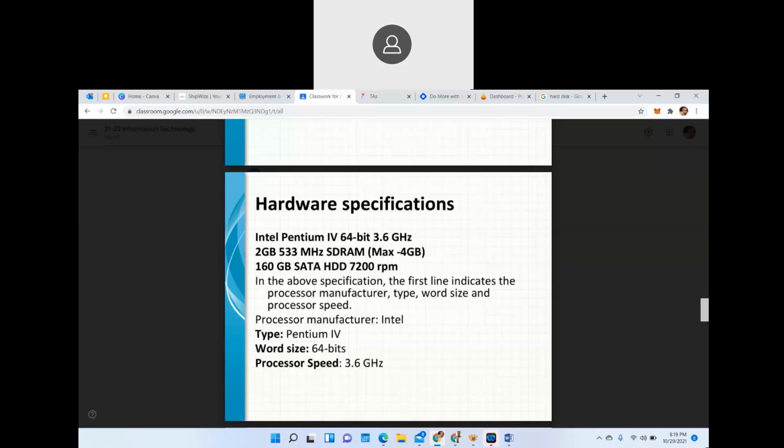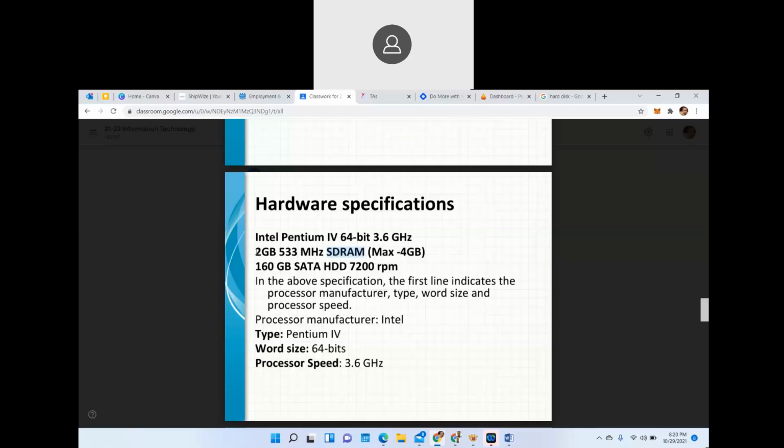That's the giveaway. Sometimes they don't put that. Sometimes they just say 2 GB, 533 MHz, right? Not all the time they put SD RAM. But this is the giveaway, right? This is the main memory or random access memory, all right?